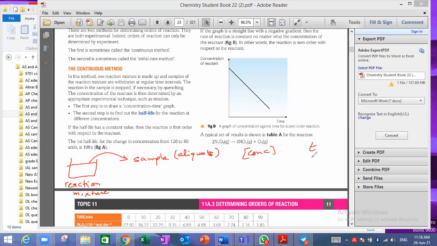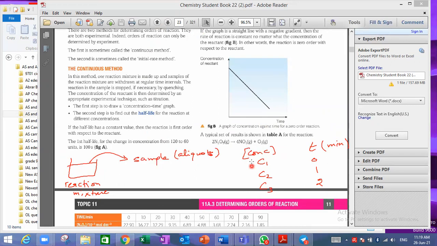For example, when the time was 0 at the beginning of the reaction, we used a concentration C1 of this reactant. Then after time 1 minute, what happened to the concentration? Of course, as it is a reactant, the concentration will decrease. After 2 minutes, what happens to the concentration, and so on.